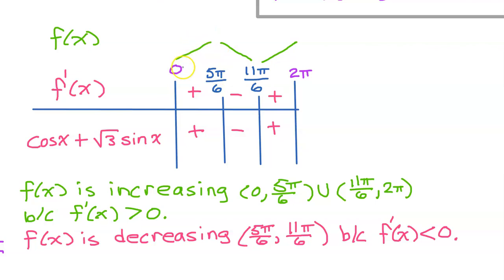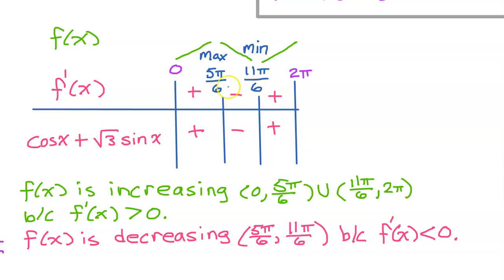Notice that before 5 pi over 6, f of x is increasing. After 5 pi over 6, f of x is decreasing. That tells us that we are looking at a relative max. See how it's at the top of a hill. And then looking at 11 pi over 6, it was decreasing before 11 pi over 6 and increasing after 11 pi over 6. So that tells us that we have a relative min here.